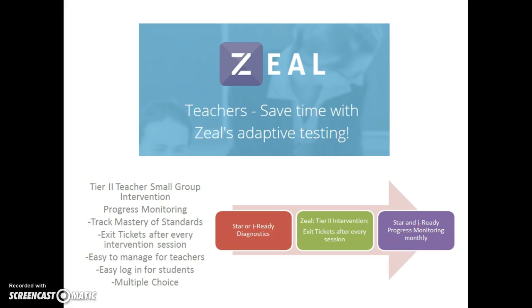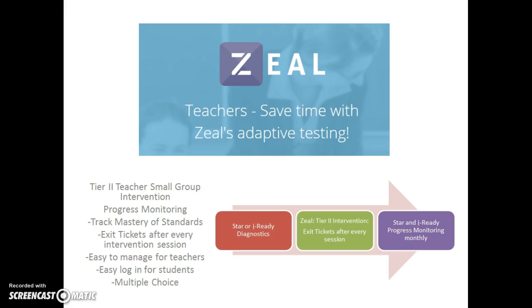Looking over the Zeal assessments, it seems they are best used for Tier 2 as an exit ticket. For example, after teaching counting to 100 with a small intervention group, you can assign those students to log on to Zeal to take a quick exit ticket for that specific standard.